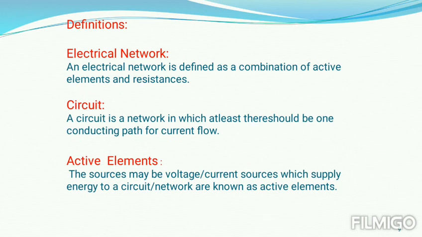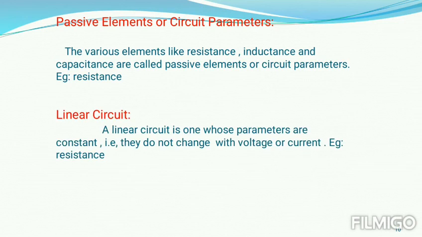Next, active elements. Active element means that part of an electric network which plays an active or dynamic role, or you can say that which supplies the electrical energy in an electrical network is considered as an active element. Generally voltage source and current source are considered as active elements. And passive elements are the elements of an electrical network which absorb electrical energy, like resistance.